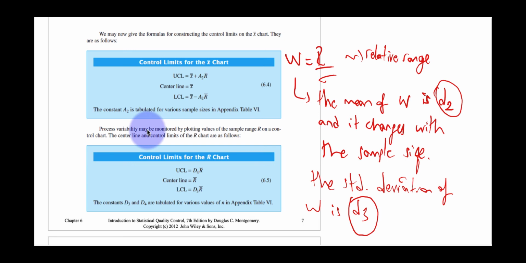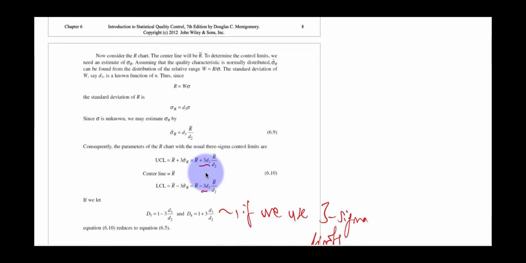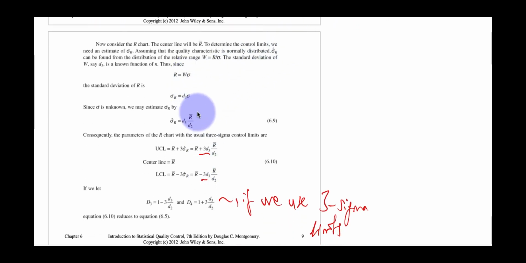So we also need to control the variability, right? For this purpose, we use R, the range control chart, and S, the standard deviation control chart. Let's look at the R control charts first. Again, we are using the relative range formulation, and we are trying to estimate the standard deviation of R by this relative range formulation, and we said the standard deviation of W is D3, and we estimate the standard deviation by the range, average of range over D2.